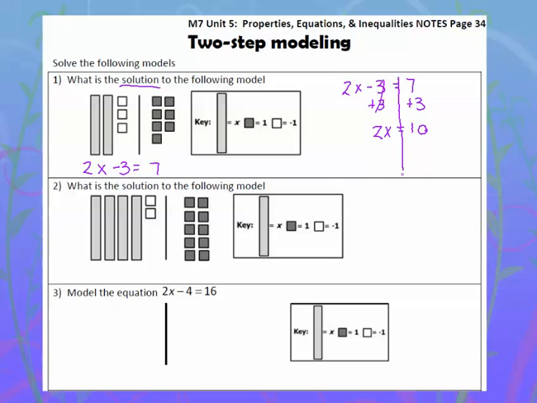Now I remove the number that is stuck with the letter. Well, it's stuck by multiplication. I need to do division to make it go away. Divide by 2 on both sides. So I'm left with x is equal to 5.